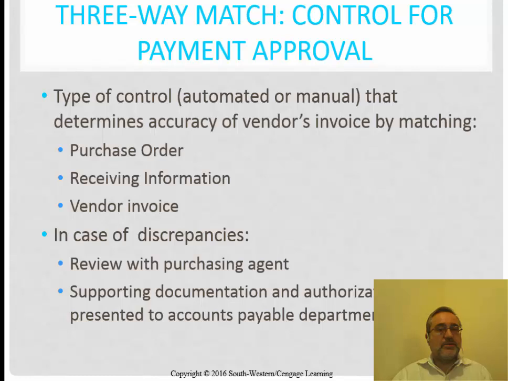So the three-way match is at accounts payable. Accounts payable will consider the purchase order, the receiving information, compare this to the vendor invoice, and if there is a match, then this item can be approved for payment. Discrepancies need to be reviewed with the purchasing agent. Supporting documentation and authorization are presented to accounts payable for any discrepancies before these items are paid. Now, keep in mind that in my experience, the biggest problem related to this three-way match is going to be the charge for shipping.